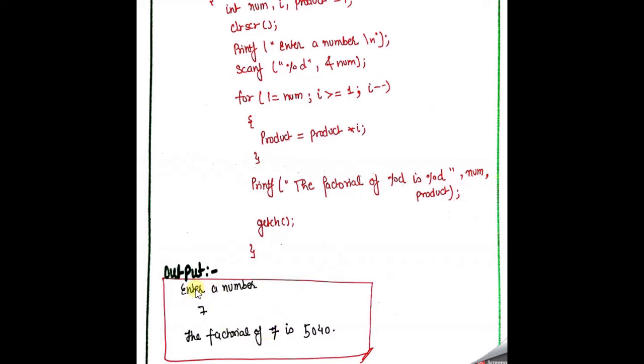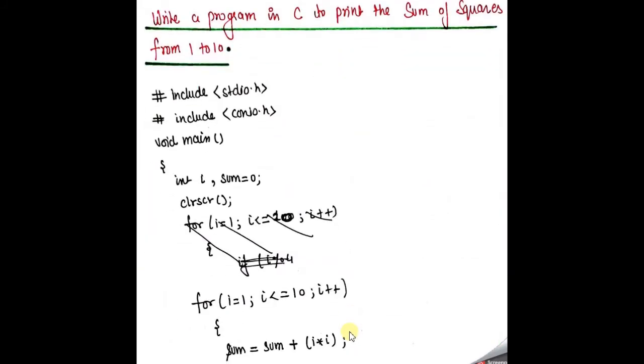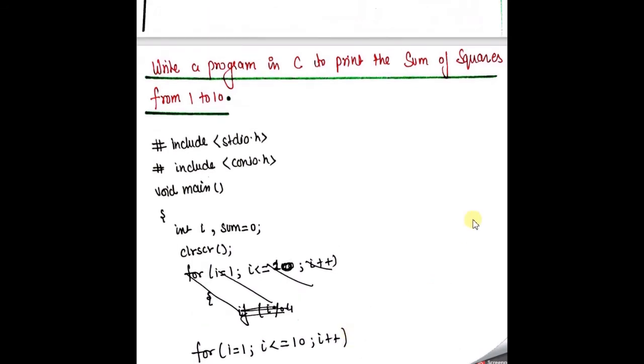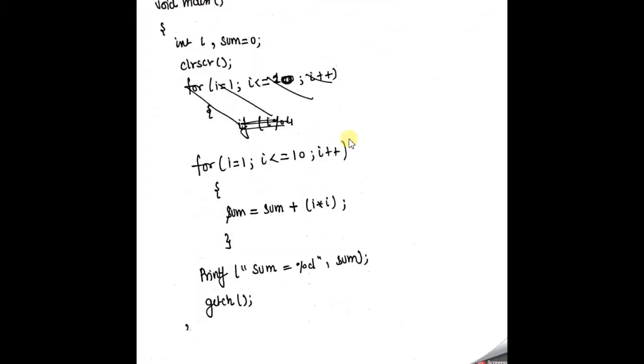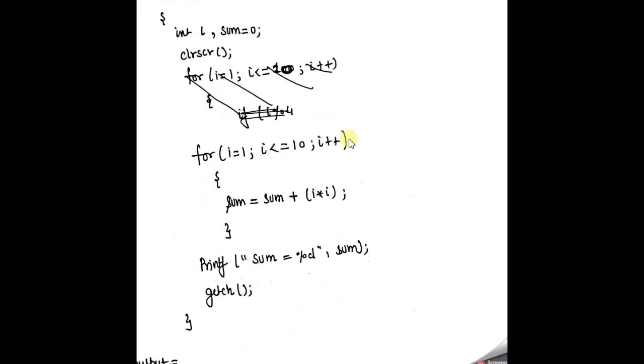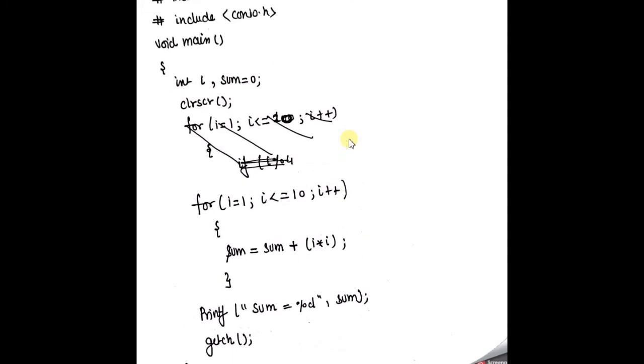Here for example I have taken the number 7, and then factorial of number 7 is equivalent to 5040. Similarly, as in the case of the while loop, I am going to perform the sum of digits of any number. Here similarly I am going to calculate the sum of squares from 1 to 10. The sum of squares from 1 to 10 you can easily get, that means what? Like from 1 to 10.